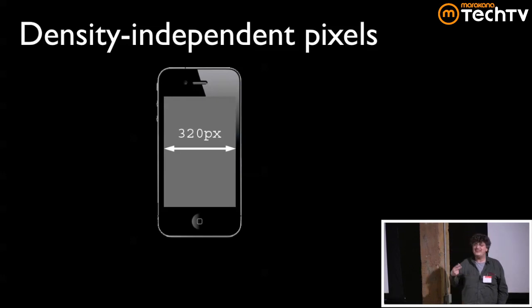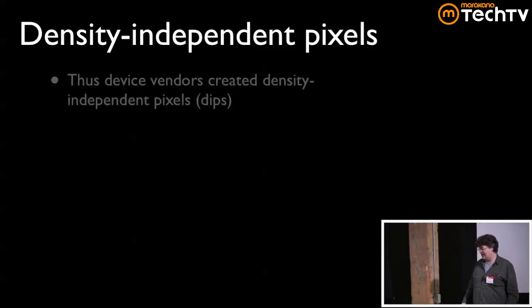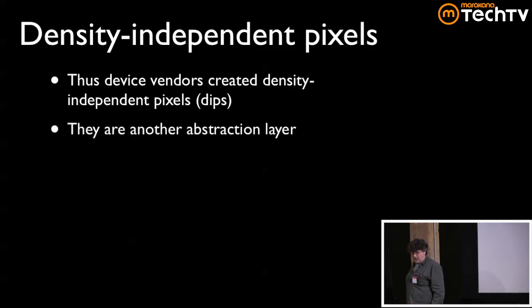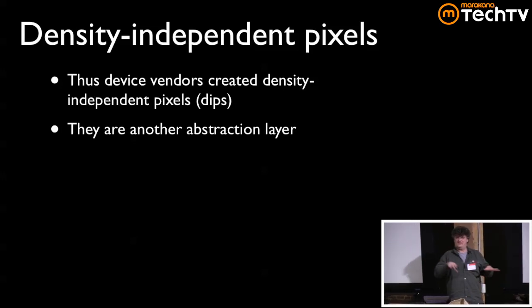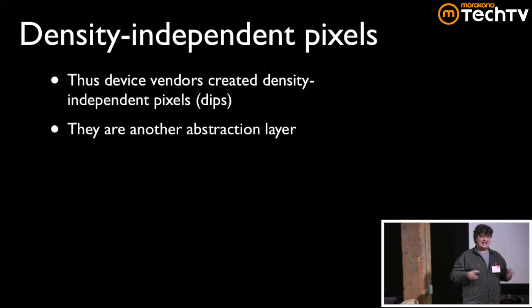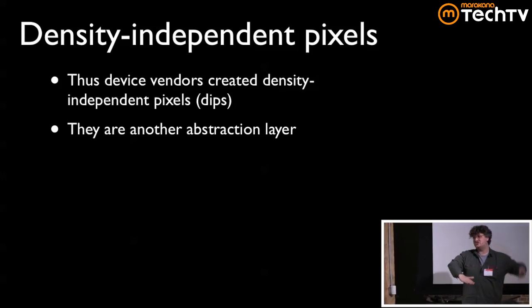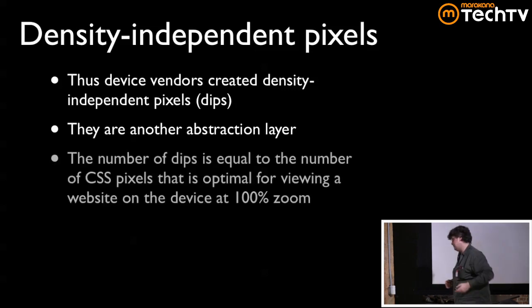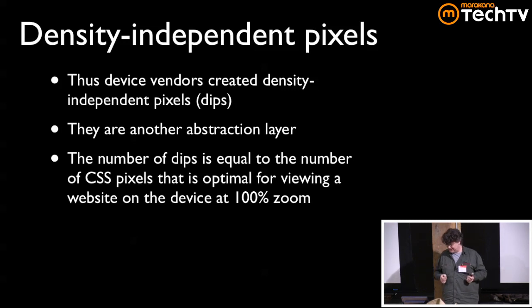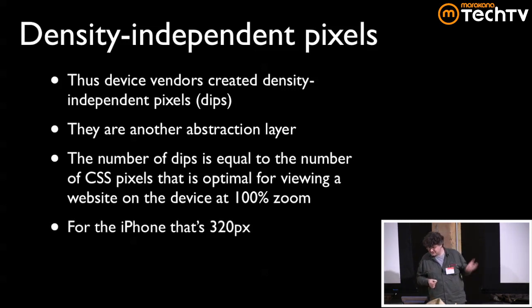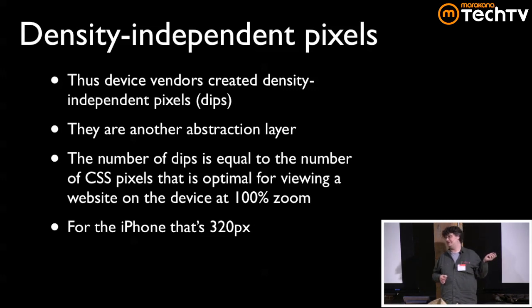And that's where the density-independent pixels come in. Basically, Apple said, okay, we are going to pretend, for the web developer's sake, that our screen is still 320 pixels wide. And basically what they created was another abstraction layer. Density-independent pixels have nothing to do anymore with physical pixels. They are yet another abstraction layer in between the actual physical device pixels and the CSS pixels that we work with every day. Okay, this is a very complicated definition. It's the best I could come up with. And basically it comes down to, for the iPhone itself, 320 pixels.